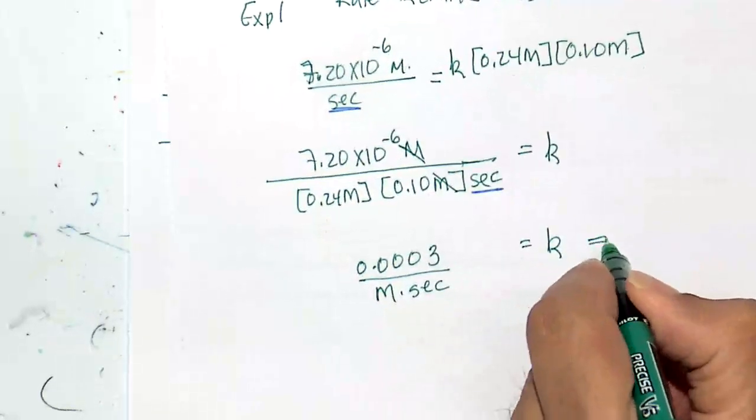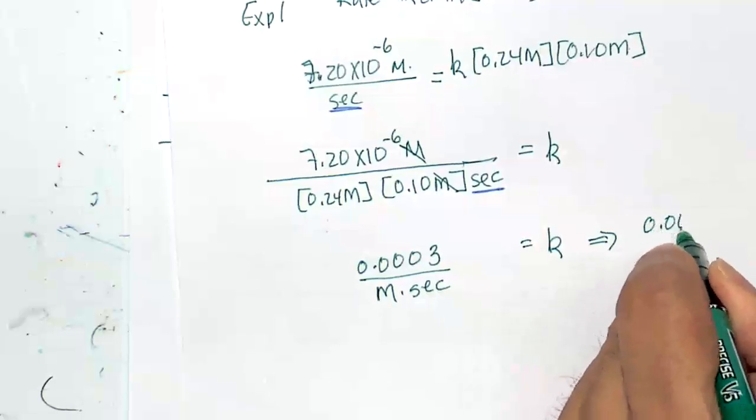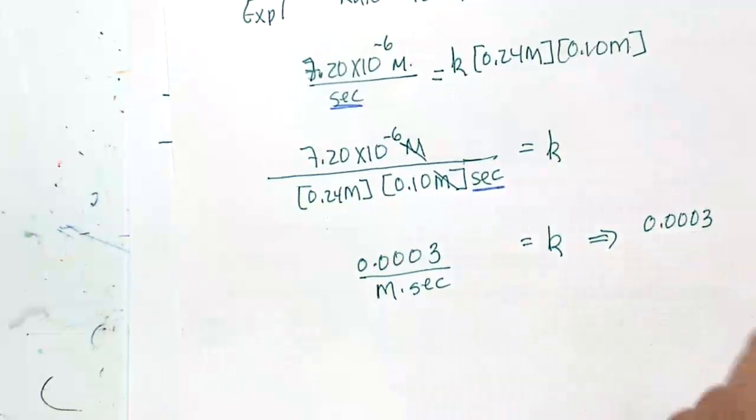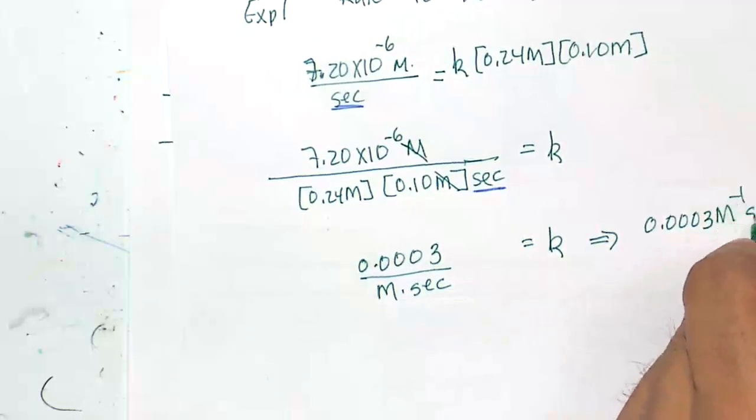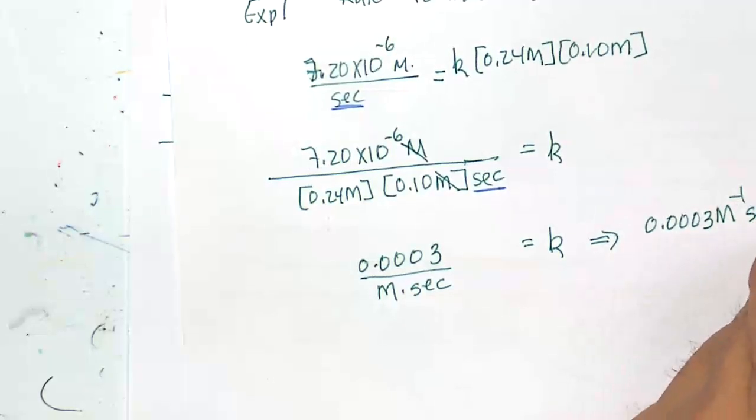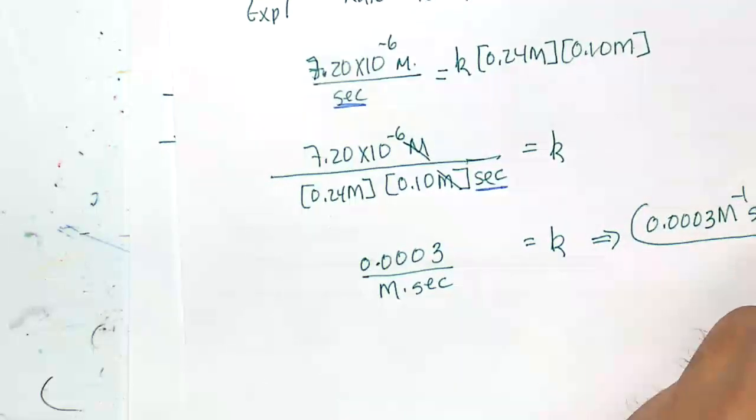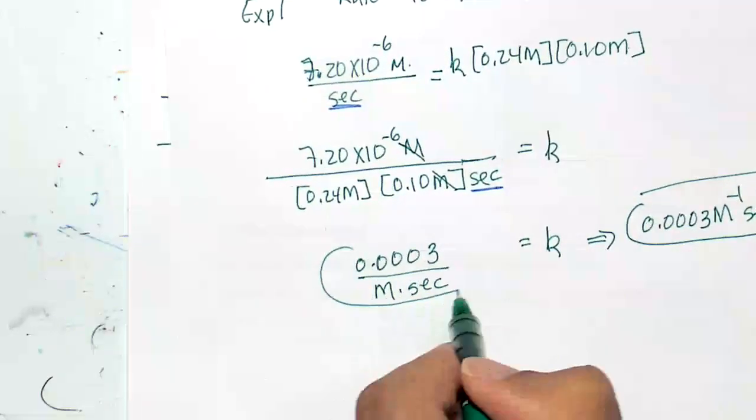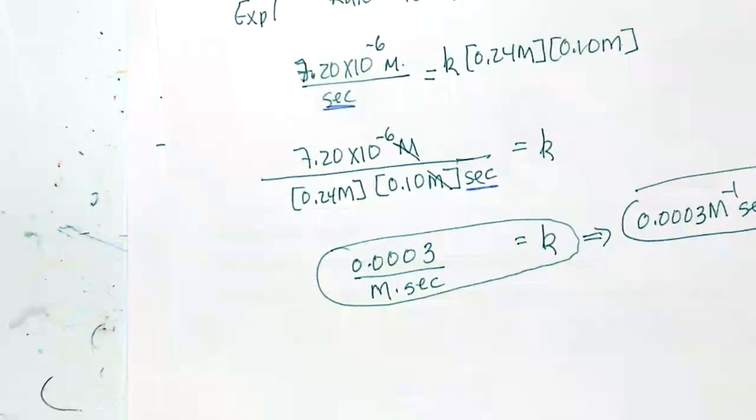You can also write it like this on the exam: 0.0003 M to the minus 1 seconds to the minus 1. This or this is okay.